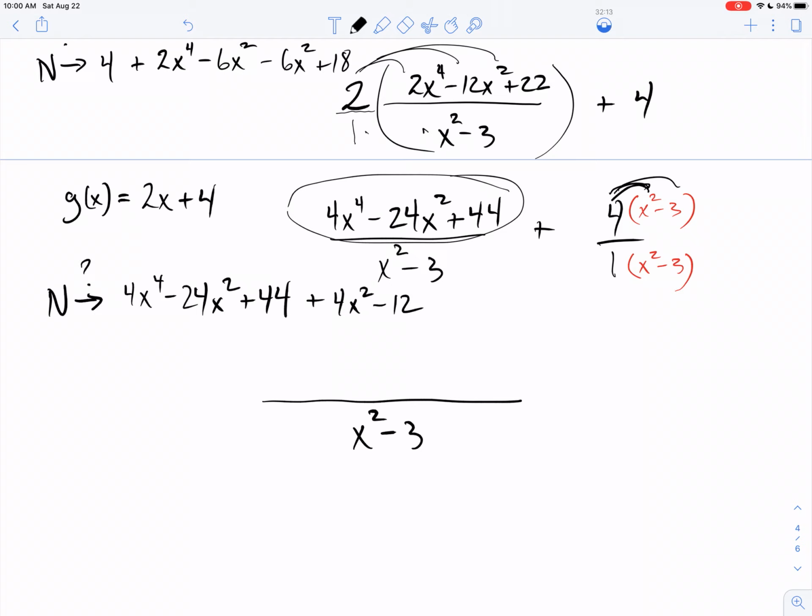And let's combine like terms. So highest power goes first. Then, minus 24x squared plus 4x squared gives me minus 20x squared. And then, last but not least, I have 44. Take away 12, because those are numerical pieces that I can combine there. And what is that, 32? Yeah, 32.